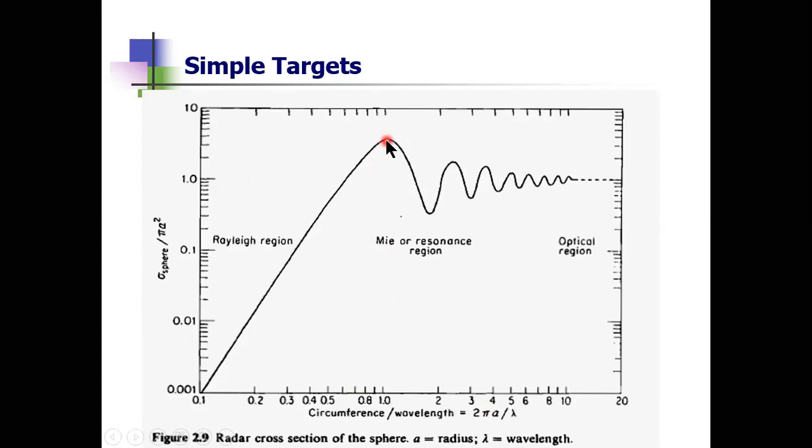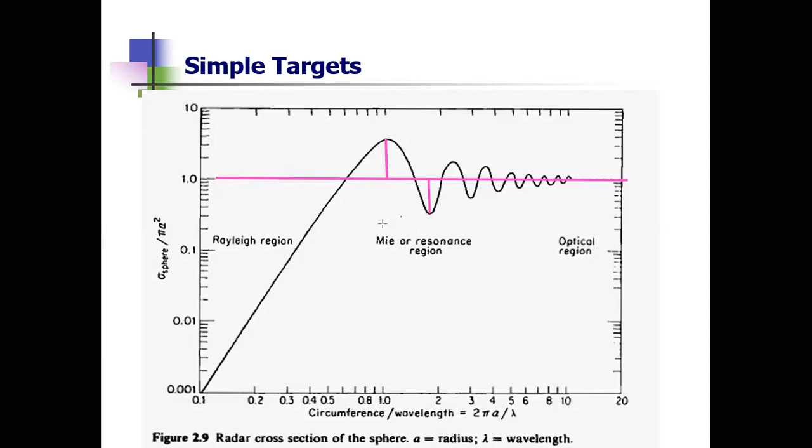The optical region is at 1, so this is the line of the optical region. This maximum is 5.6 dB greater than the value at the optical region. And the first null, this one, is actually 5.5 dB below the optical region.